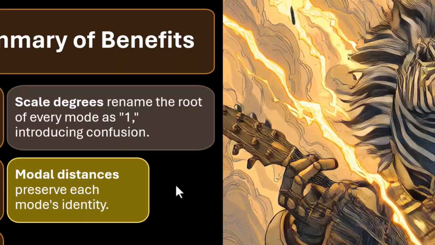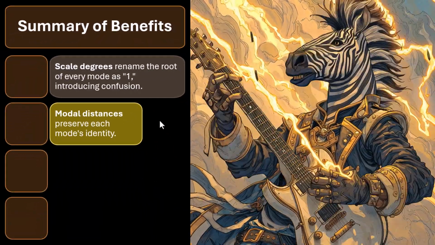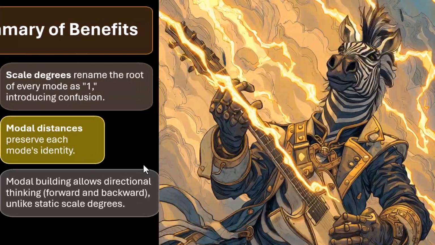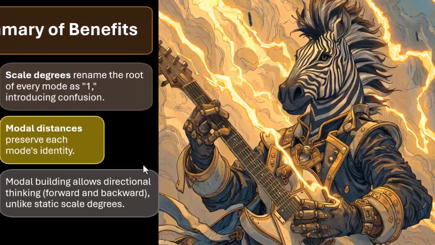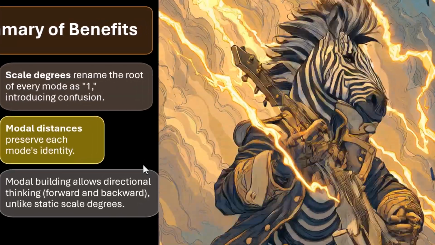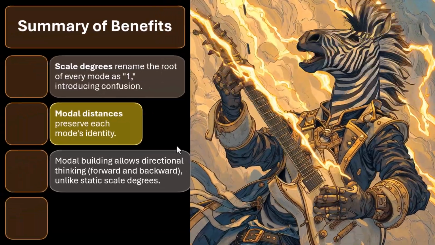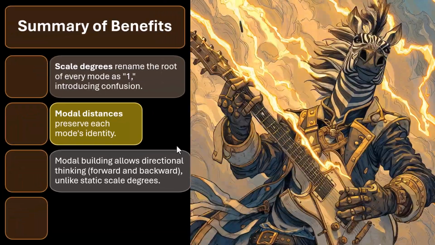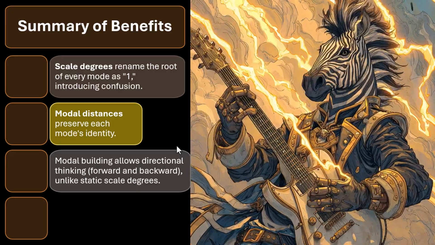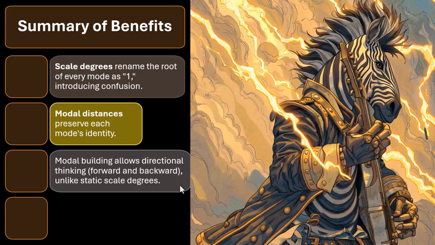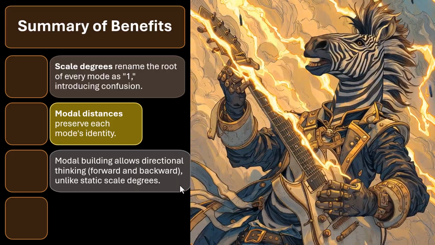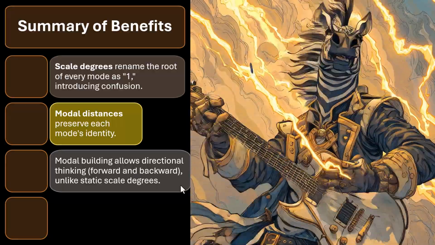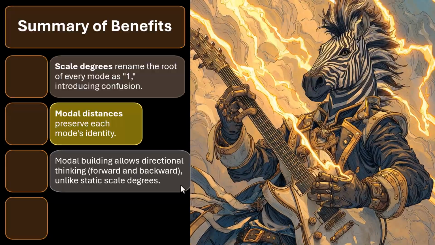So modal distance preserves each mode's identity. A modal distance doesn't make you rename the root that you are on, which you can still kind of do with scale degrees, but you have to consciously not let the scale degrees force you into thinking that you have a different collection of notes, renaming all the continents, all the modes, because it's the same collection of continents. You don't want to rename the map. So modal building allows directional thinking forwards and backwards.